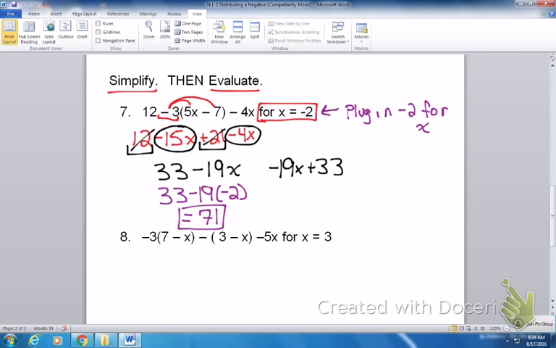All right, so we simplified and we evaluated to add a little more to it, but not much, and frankly, it's calculator stuff. So guys, take your time, plug in the right variable. If it says negative 2, don't accidentally put in 2, okay? Let's go down and look at number 8. Almost finished.